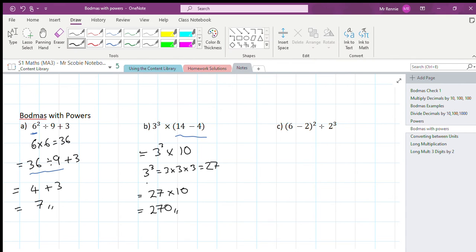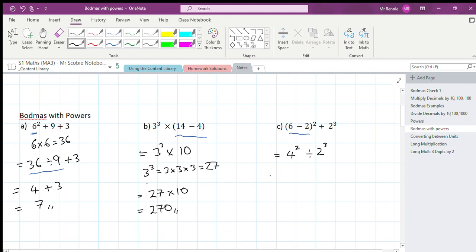Okay, we'll look at the last question now, and you'll see I've got a few powers now, but I also have a bracket, and remember, when we have brackets we deal with them first, so I'm just dealing with what's inside the bracket first. So 6 take away 2 is 4, so that's going to give me a 4 in the bracket. I still need to make sure that this bracket is squared, so that's going to be 4 squared divided by 2 cubed.